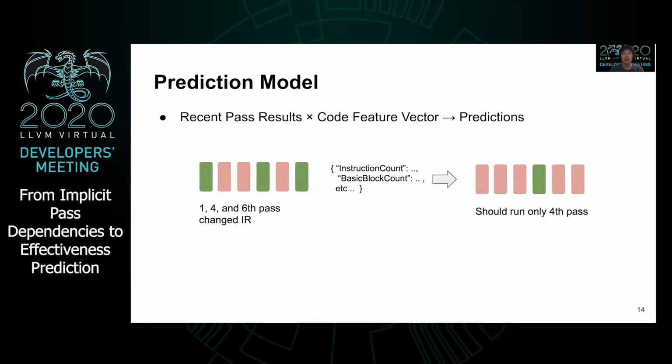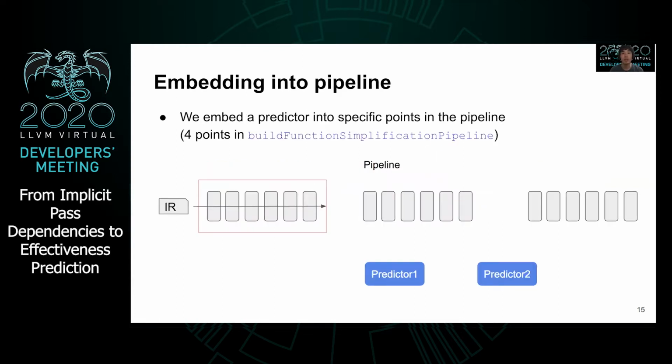So the prediction model takes recent past results and the code features. Then the model returns the predictions for several next passes. This problem itself is binary classification, so we can apply existing methods. We embed this model into specific points in the pass pipeline.